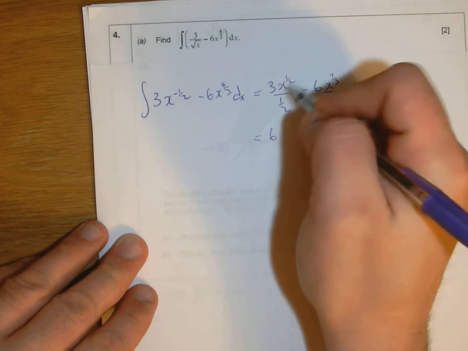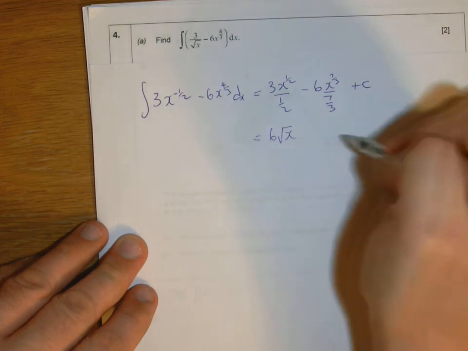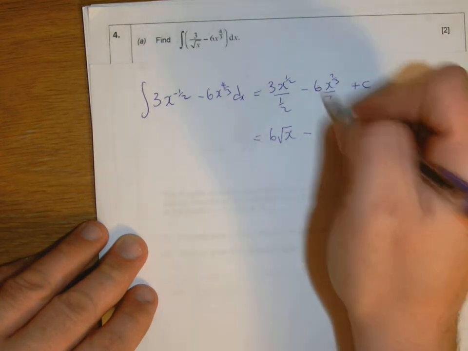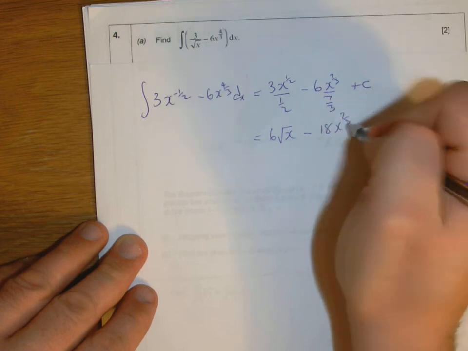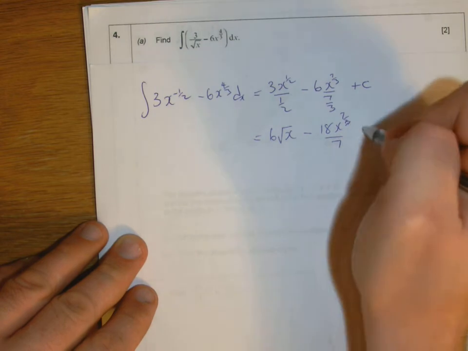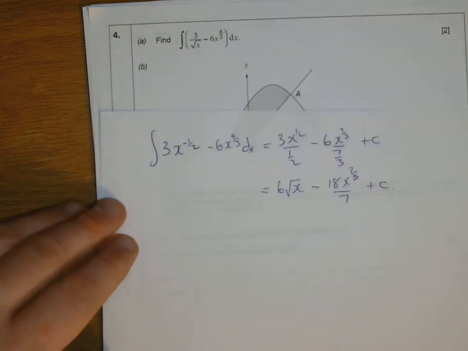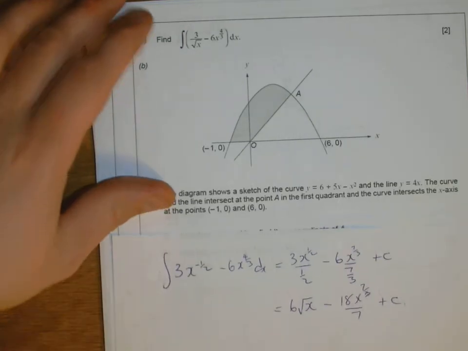Now, you could leave it like this, or you realise, because it's x to the power half, that's just root x. It's often helpful. Take away then, we'll take the 3 up, so you get 18 over 7, so that'll be 18x to the power 7/3 over 7, plus then your c. Okay, and we're done.